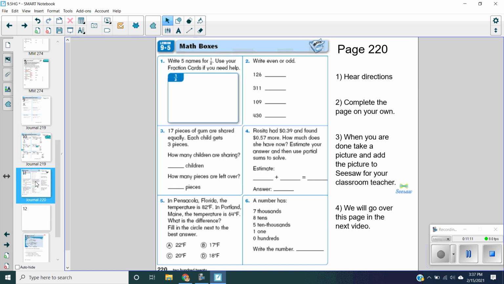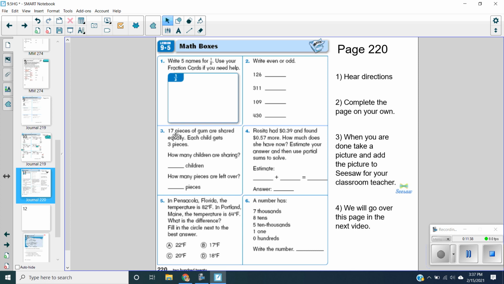Our math box page is 220. I'll quickly talk about the directions and I'll ask that you complete this page on your own. When you're all done, if you can take a picture, add it to Seesaw. We will go over this page in our next video. For question 1, write 5 names for halves. You can either draw a picture of things that look like half, or you could think of fractions that are the same as half. For question 2, write even or odd for each of these numbers.